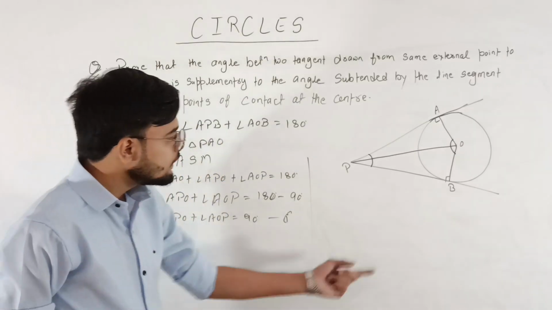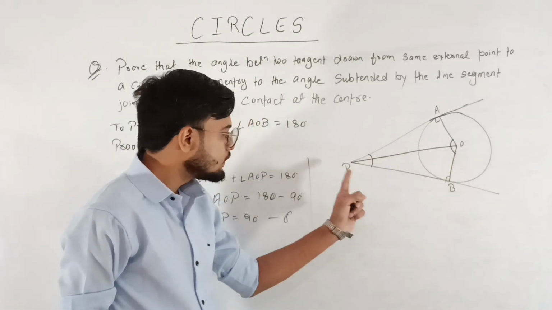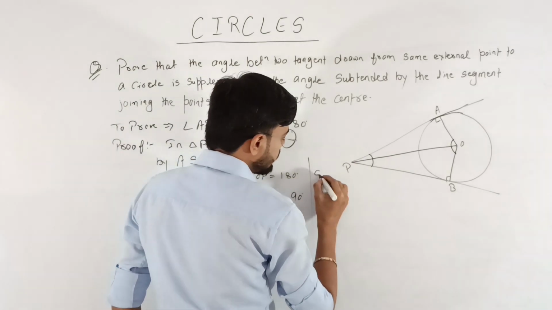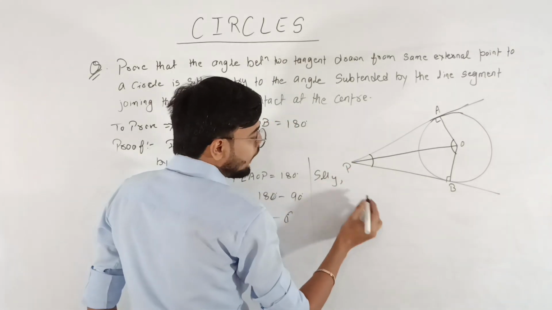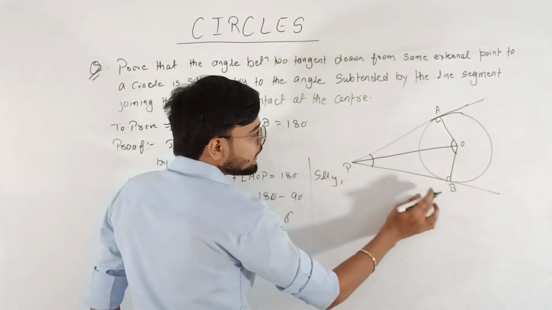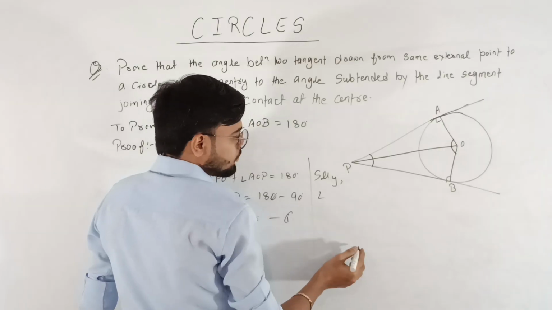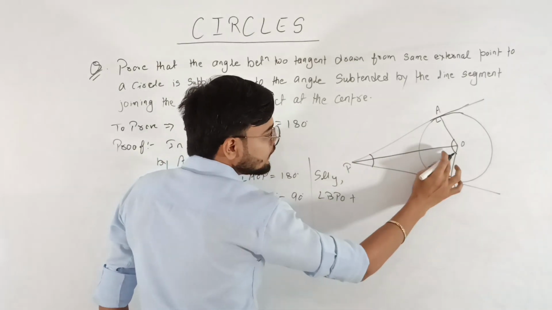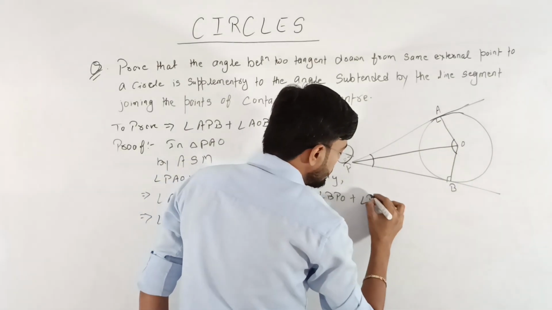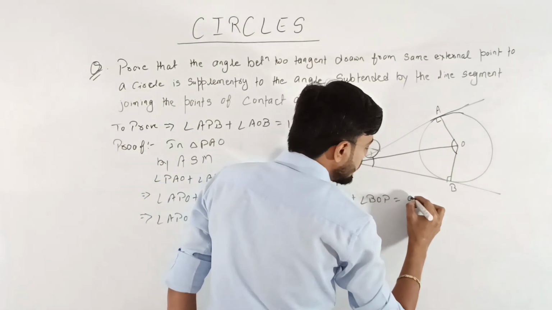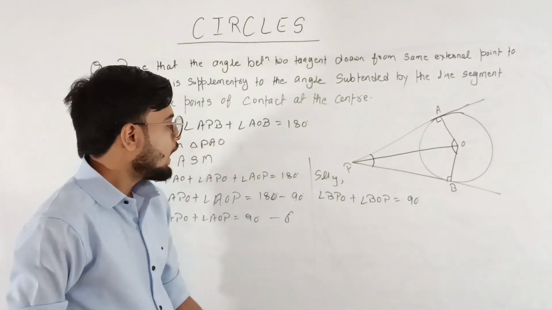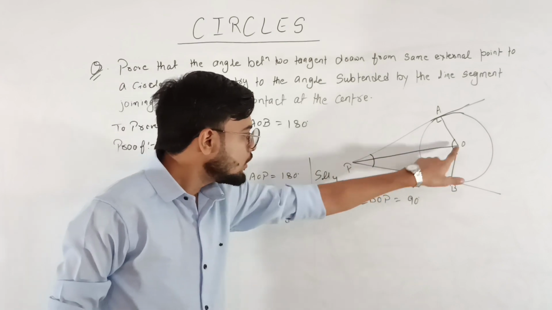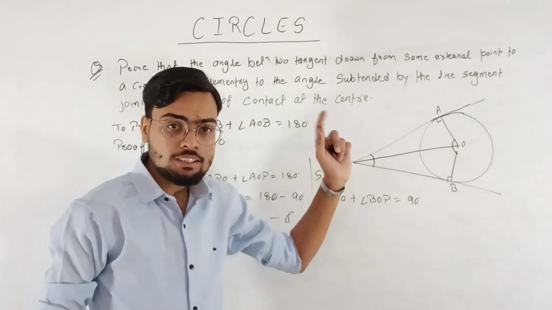Now similarly, in this triangle PBO, by angle sum property in triangle PBO, I write angle BPO plus angle PBO plus angle BOP. Look how I apply angle sum property in this triangle. Sum of all angles is 180 degrees.